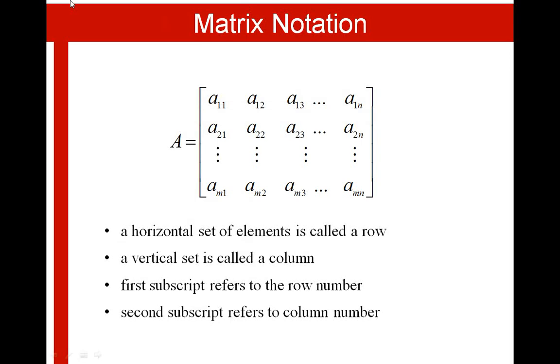In general, a matrix A is noted as follows. Matrix A here is an m by n matrix. It has first elements A11, A12, A13, etc., A1n, A21, up to Am1 to Amn. A horizontal set of elements is called a row. These elements represented horizontally are rows. These elements are represented in a column. The first subscript represents the row number, and the second subscript represents the column number.